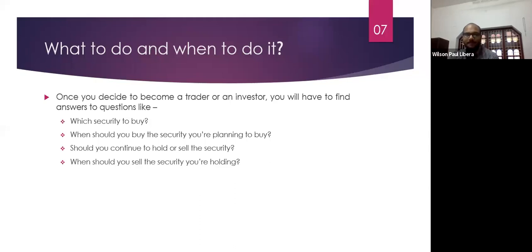Which security should you buy? There are thousands of securities in the market. Which one should you buy, and when should you buy it? And if you are already holding a particular security, you should decide whether to continue to hold it or get out of the trade. And you should also decide when to sell the security you are holding, right? These are some of the questions you may have to answer.